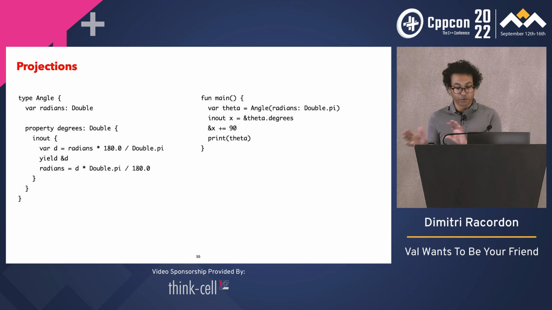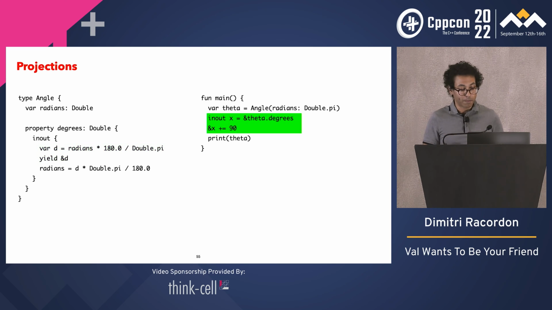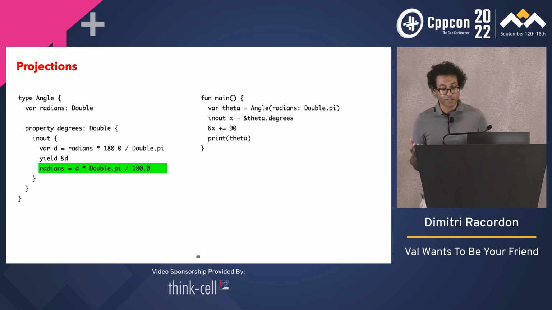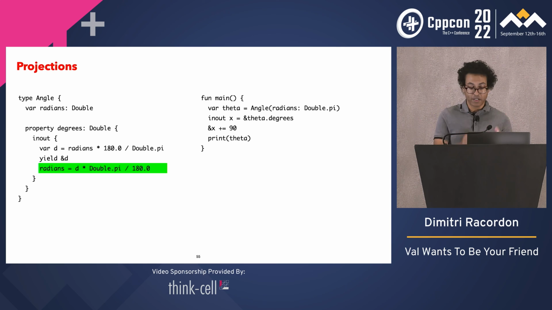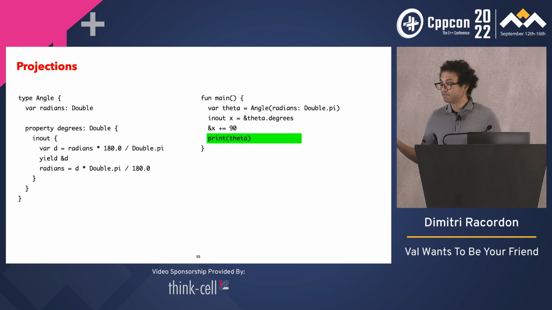Projections work by inverting control between caller and callee. When degrees is accessed, the control is deferred to the callee, just like in a regular function call. The body of the accessor is executed up to the yield statement to prepare the value to project. Then control is transferred back to the caller, which can use the projected value. After the projection's last use, so at the end of the useful lifetime, control is transferred back to the callee. And we can use that as an opportunity to write back the mutation made to the projected value to the owning type. So finally, control goes back to the caller, and the property access ends. Simple, right?